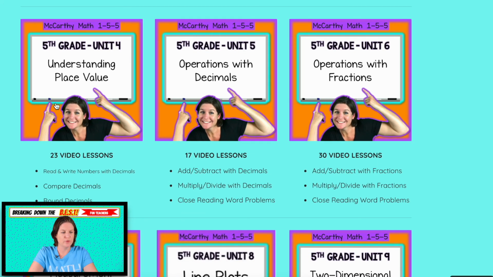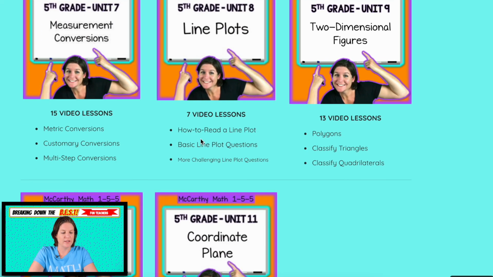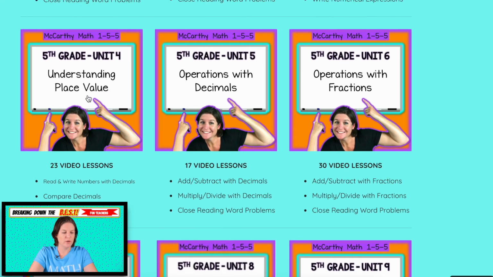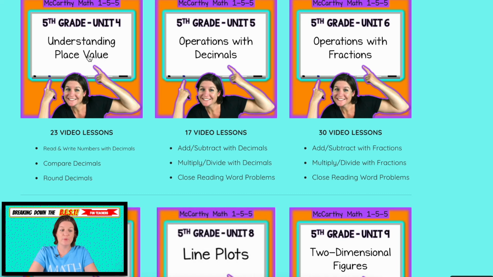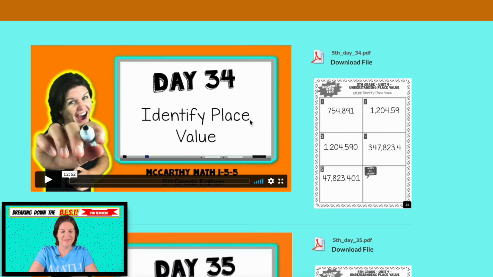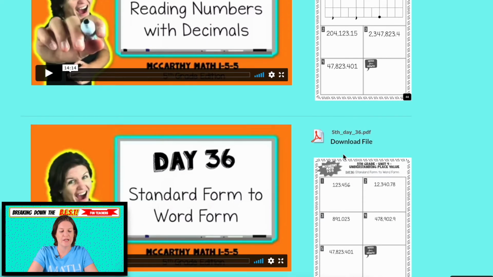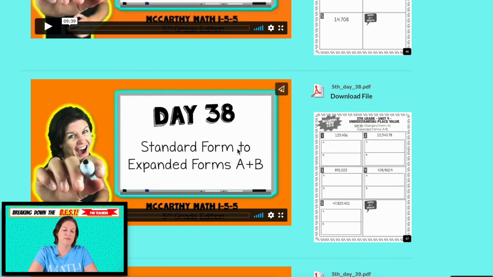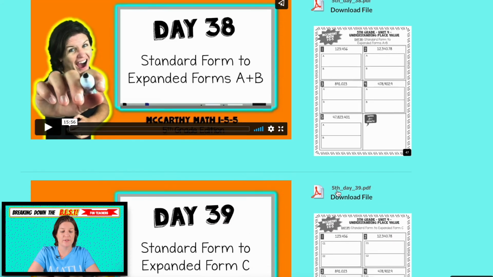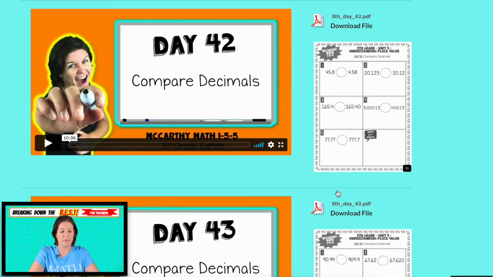And here, you can see these are the different units and how many video lessons are inside of each. But if we go right here to Unit 4, I'll show you why. Right here at Unit 4, it says read and write numbers with decimals. Identifying place value with decimals, reading, writing numbers with decimals. We're really taking more time to break it down and practice. Going from standard form to word form, going from word form to standard form. Standard form to expanded forms A and B. Those are the two different expanded forms that are also in the B.E.S.T. standards too. So there's lots of practice for this standard if you have access to McCarthy Math 155 as well.